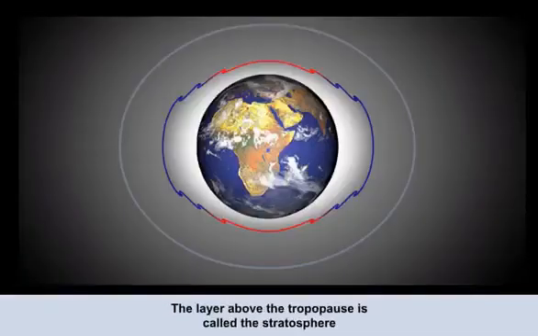Having discussed the troposphere and its upper boundary, the tropopause, we'll now look at the next layer in the atmosphere, called the stratosphere.